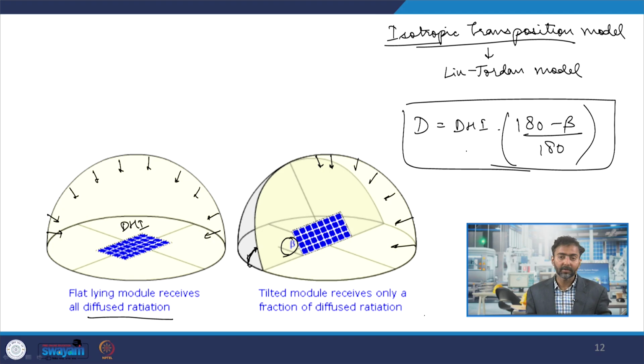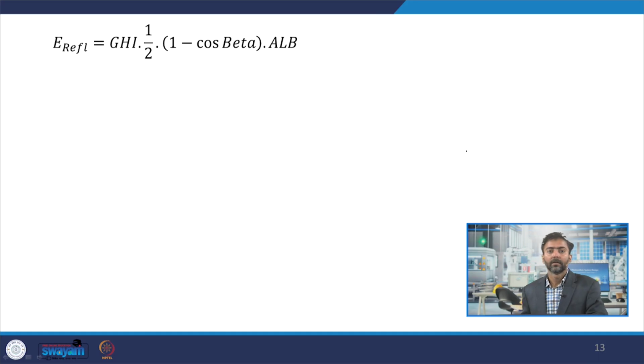So diffused is fairly straightforward. Then we go to the reflected component. The reflected component will not go into the derivation of this. It is slightly lengthy and we do not have much time in this course because we need to talk about other topics also. So we will directly use this result here. It is nothing but GHI by 2 into 1 minus cos beta into albedo.